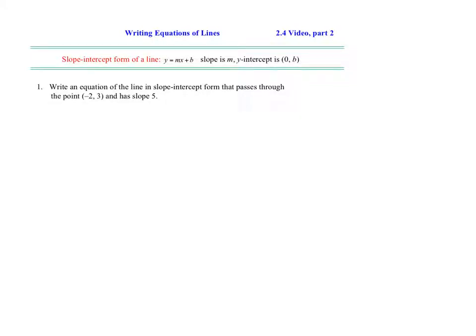All right, let's write some equations of lines. So if we want a line that passes through this point, negative 2, 3, and has a slope of 5, what we're going to do is use y equals mx plus b. We know what m is. That's the slope. So we're going to put 5 in for m.